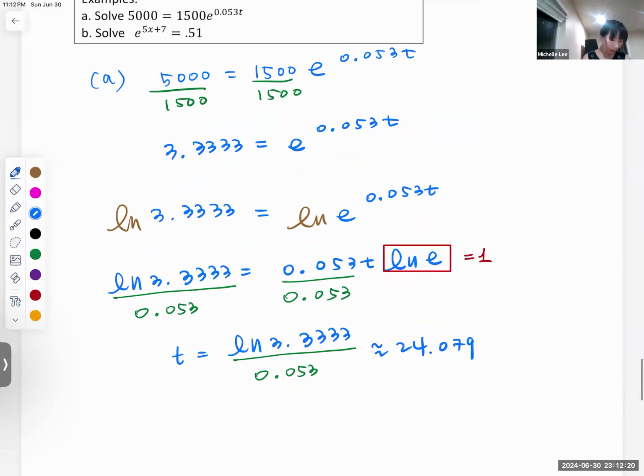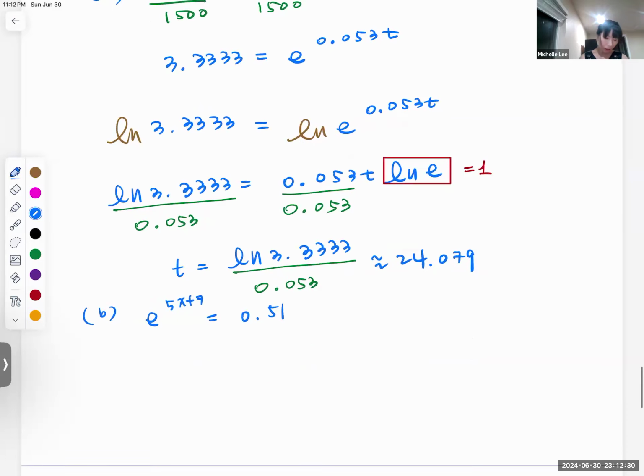Okay, let's do the second one. The second one has e to the 5x plus 7 equal to 0.51, right? Once again, x is in the exponent, so we want to bring it down, so take the natural log of both sides.